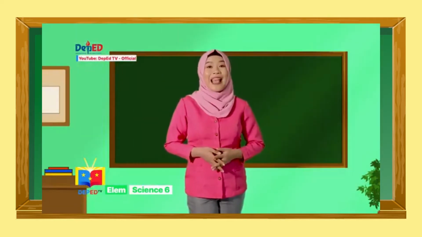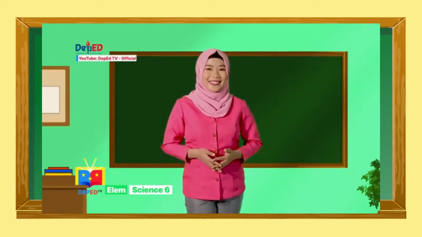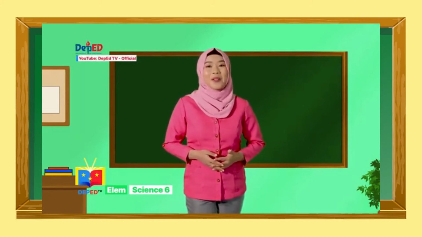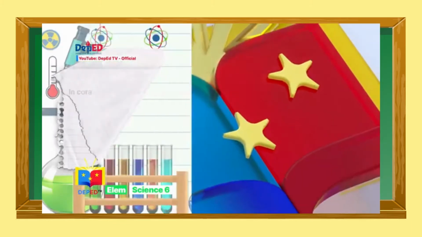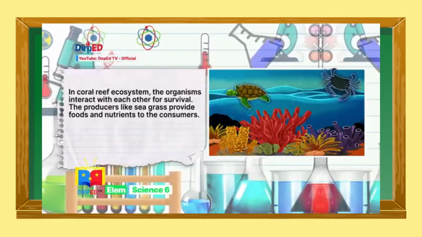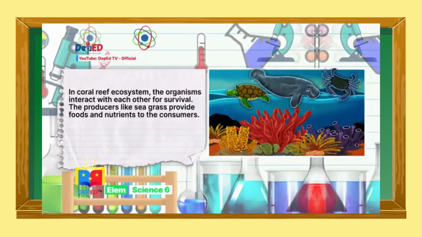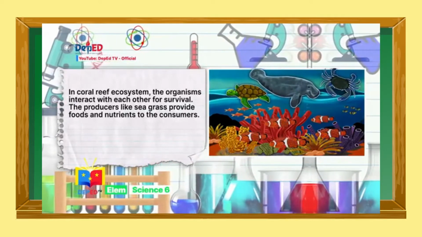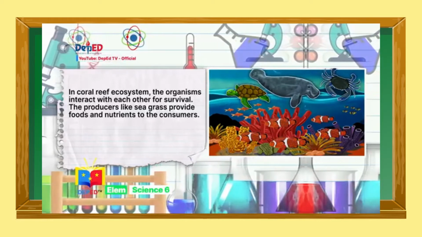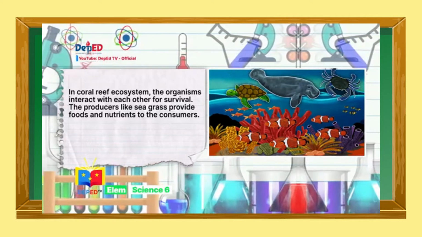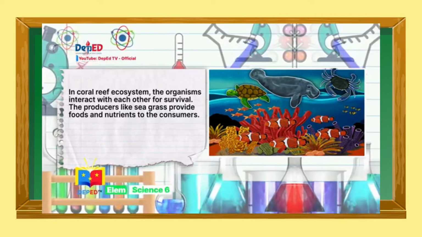Coral reef serves as a habitat for many animals. It's a breeding ground of marine life. It is composed of biotic components and abiotic components. In the coral reef ecosystem, the organisms interact with each other for survival. The producers like seagrass provide food and nutrients to the consumers. These consumers include sea turtles, crabs, manatees, fish, and other marine animals.